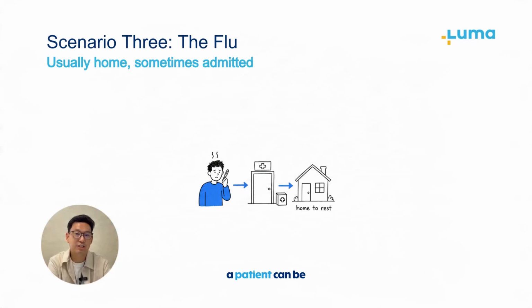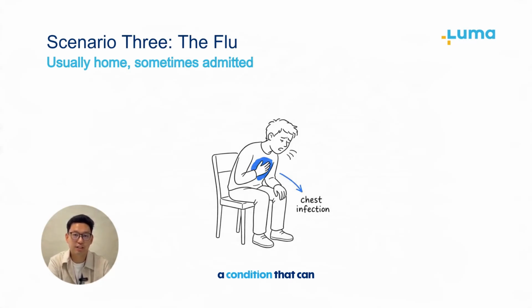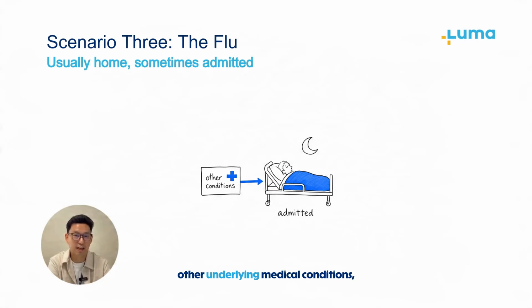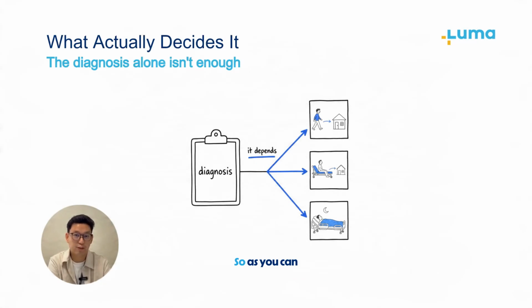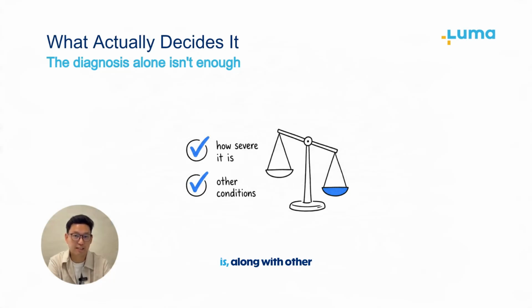Most of the time, a patient can be treated in the outpatient department, get prescribed some medication, and go home to rest. However, the flu is a condition that can quickly turn serious and lead to a chest infection. For someone who has other underlying medical conditions, the flu can turn into an inpatient stay. So as you can see, the diagnosis on its own does not determine the type of hospital visit. It comes down to how severe the case is, along with other factors that can raise the risk.